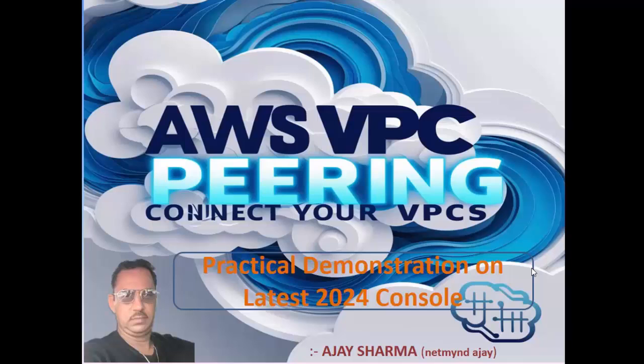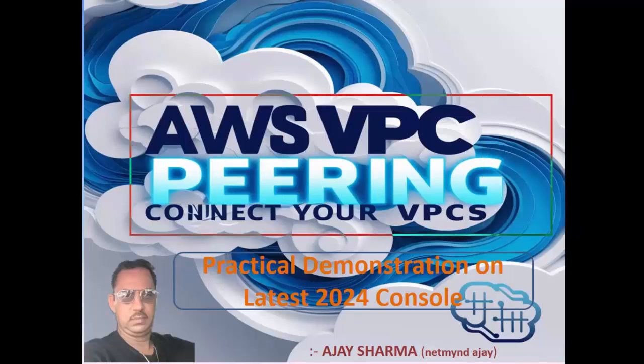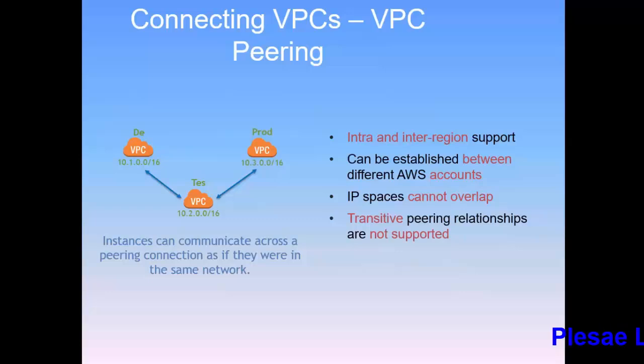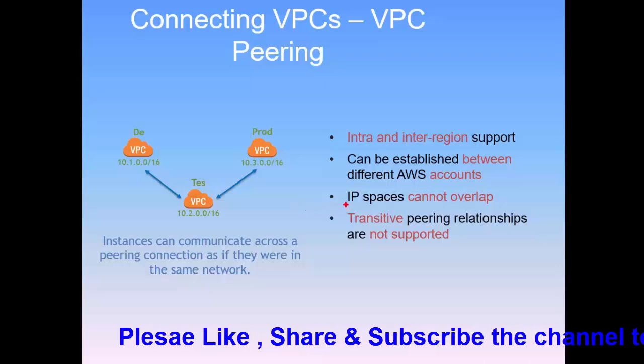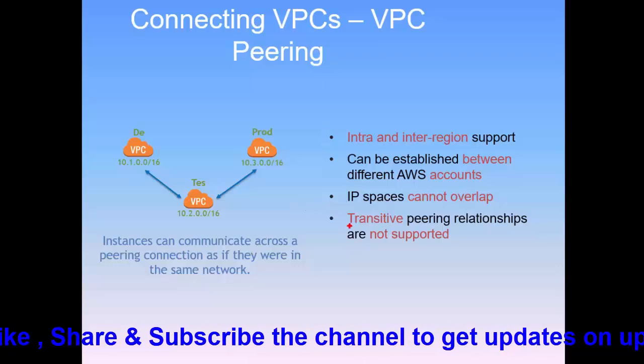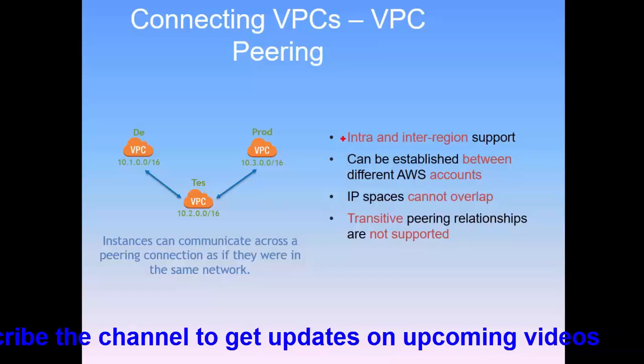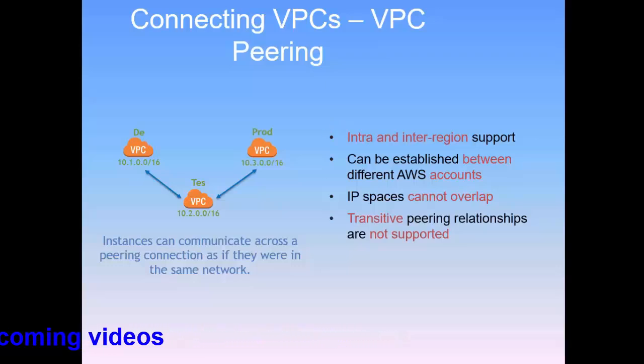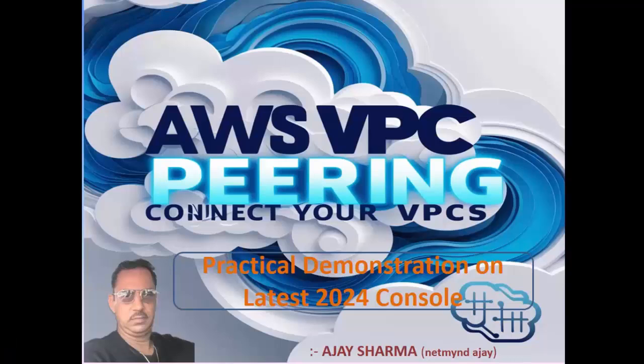Hello everyone. In this video, we are going to do the practical demonstration of AWS VPC peering. In our last video, we discussed everything about VPC peering: what the different rules are, like IP space cannot overlap is the main rule, and that transitive peering can be in the same region. We have discussed everything, so now it's time for the practical demonstration.